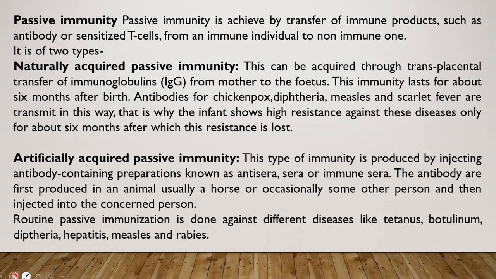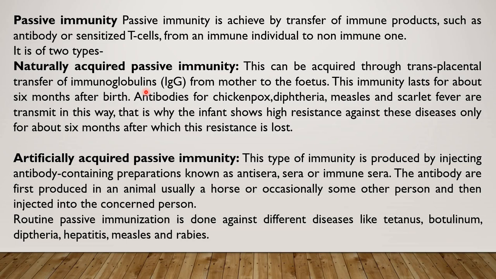Next type of acquired immunity is passive immunity. Passive immunity is achieved by transfer of immune products such as antibodies or sensitized T cells from an immune individual to a non-immune one. These are of two types. First is naturally acquired passive immunity. This can be acquired through the transfer of immunoglobulins from mother to fetus.